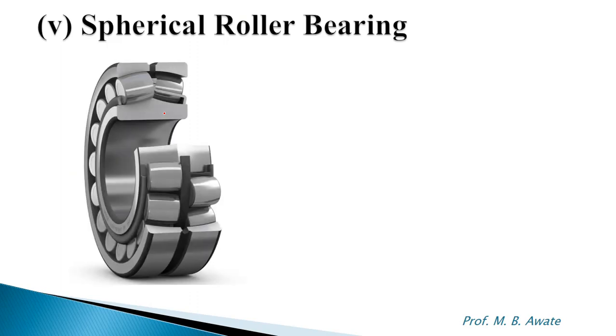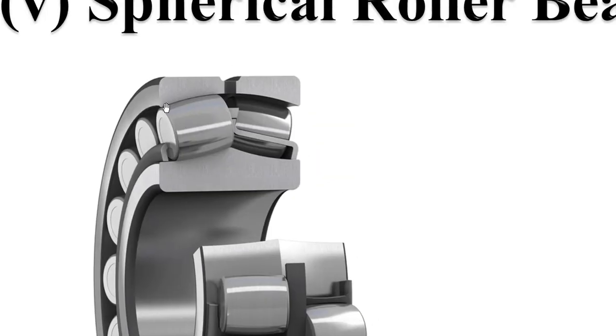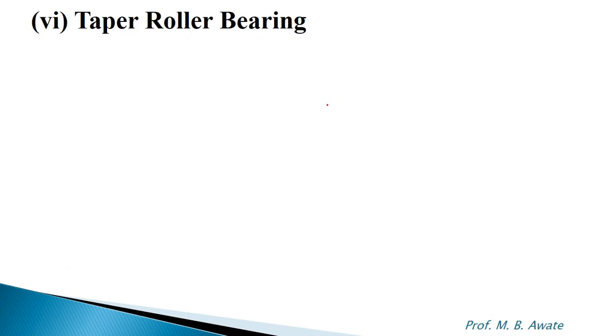Now we will see figures. If I zoom in and look properly, you can see the inner surface of the outer race has been ground in such a way that it can accommodate a small angular misalignment.